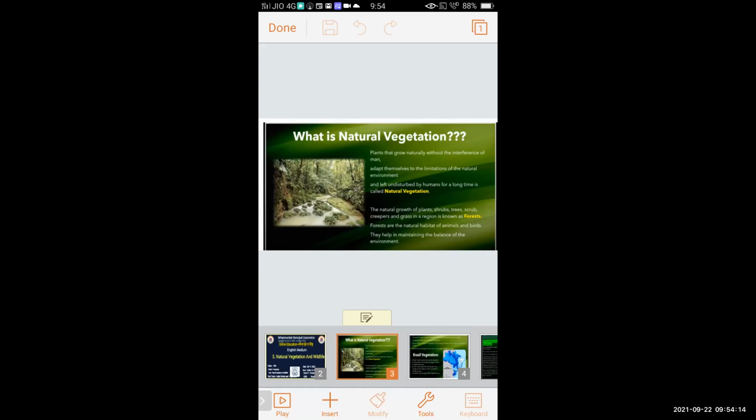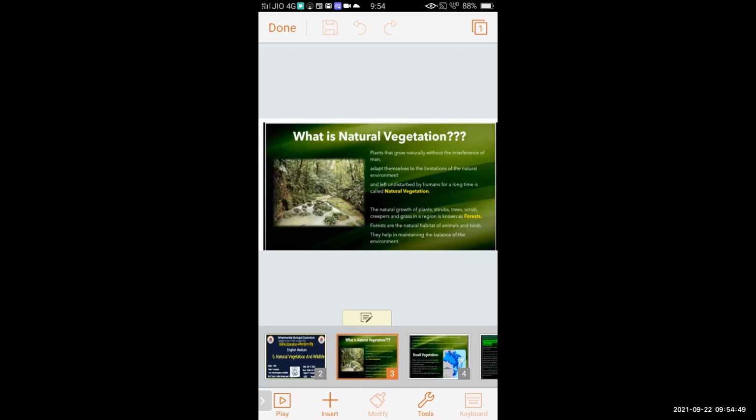Forests are the natural habitat of animals and birds, because it is a home for animals and birds. Forest is a free place where animals and birds can live. So that is the natural habitat of animals and birds. They help in maintaining the balance of the environment. So forests, animals, and birds all help in maintaining the balance of the environment, and the environmental balance is very important.